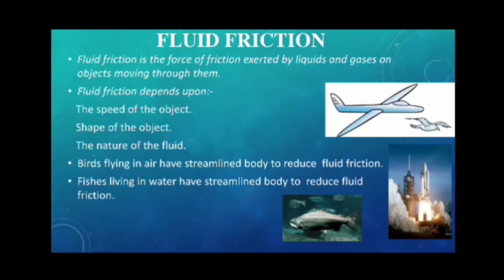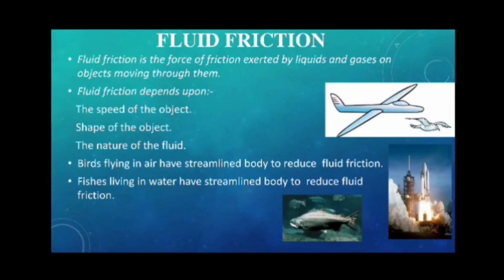So now lastly we move on to fluid friction. Now what do you mean by fluid friction? So those substances which are able to flow easily are known as fluids. So thus water and air are the most common fluids. There is friction whenever an object moves through a fluid, and that is known as fluid friction.